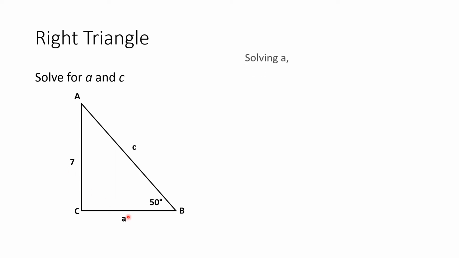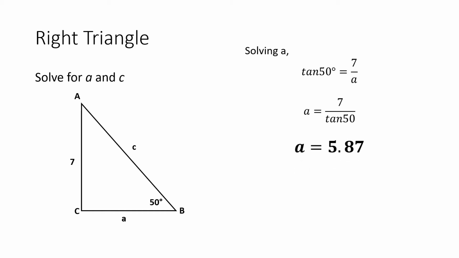So, solving for A, we have tangent 50 degrees is equal to the opposite side, which is 7, over the adjacent side, side A. So, solving for A, we have now A is equal to 7 over tangent 50 degrees, and this will give us a value of 5.87. So the length of side A is 5.87.